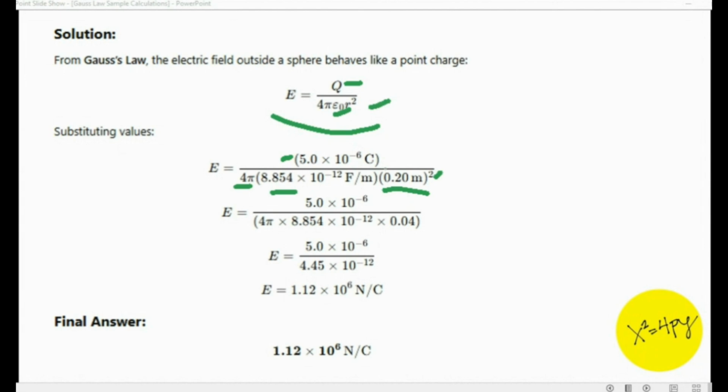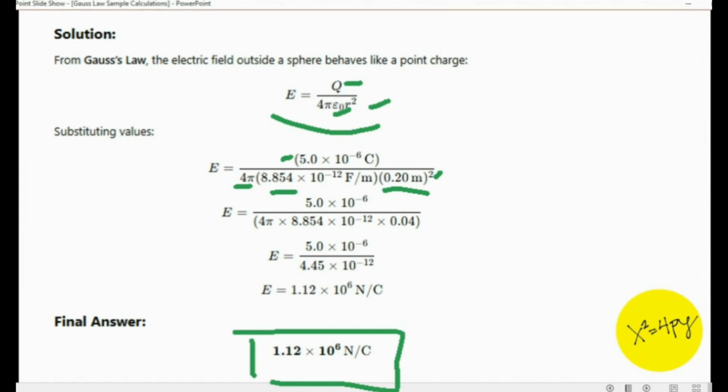Then the next thing that you need to do is, of course, cancel some units. You have meter squared, and then you have m, and later on, performing those operations, you will have newton per coulomb. And your answer should be 1.12 times 10 raised to 6 newton per coulomb after you input those values in your calculator. Alright? So we should have the same answer.